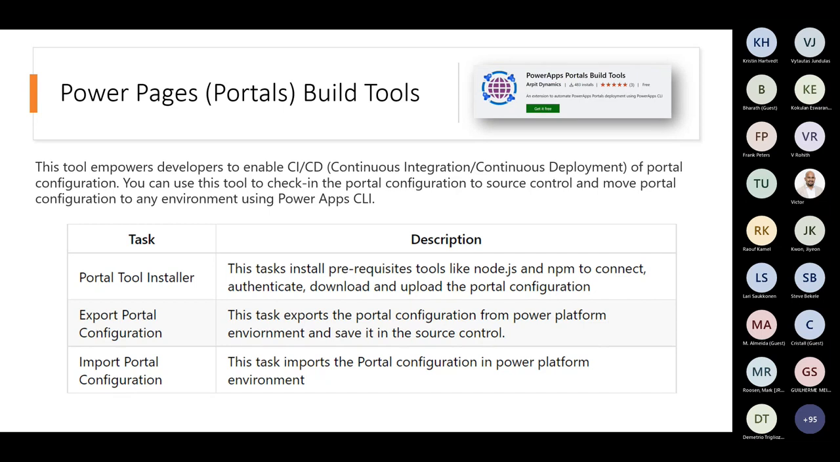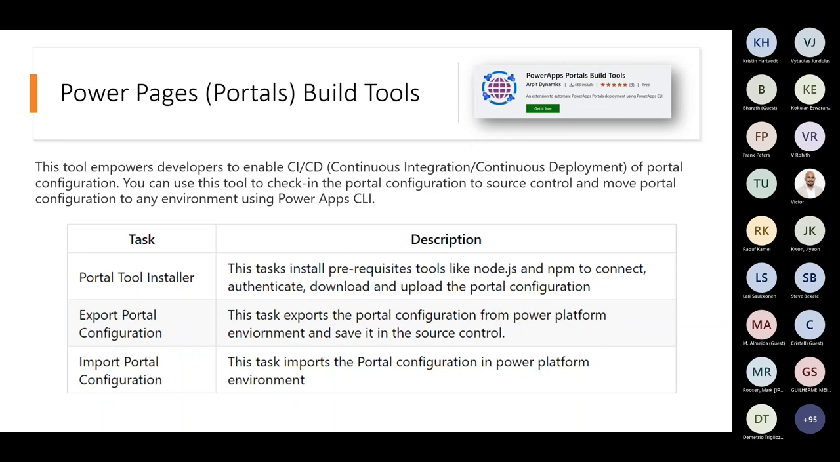The Power Pages build tools is a tool that empowers developers to enable CI/CD of the portal configuration. You can use this tool to check in the portal configuration to your source control, whether it's GitHub, Git, or Azure repository, and move your portal configuration to any environment using Power Platform CLI. In this Power Pages build tool, I have created 3 build tasks. The first is the portal tool installer.